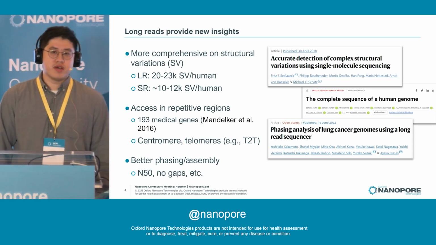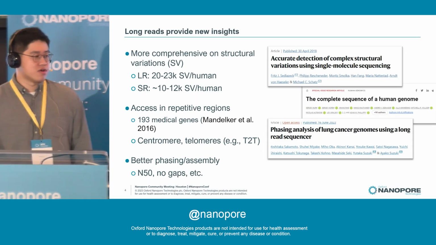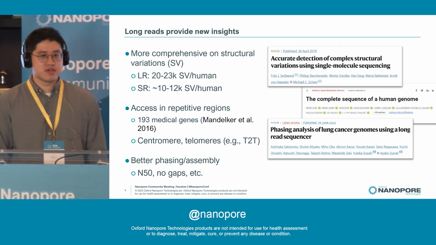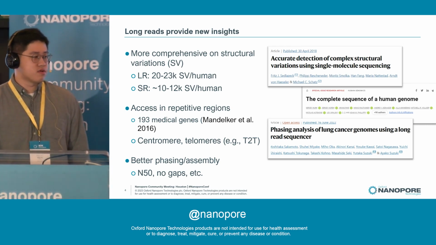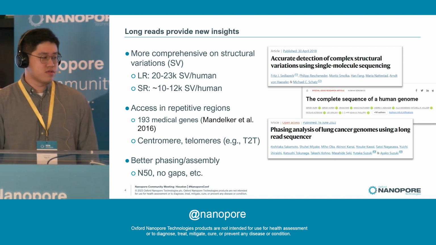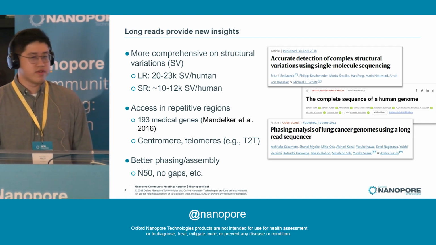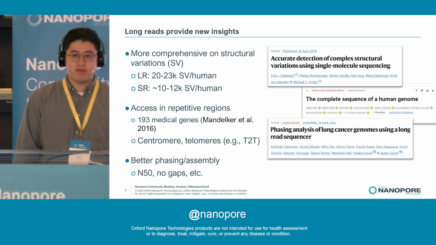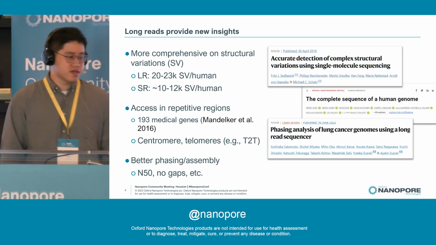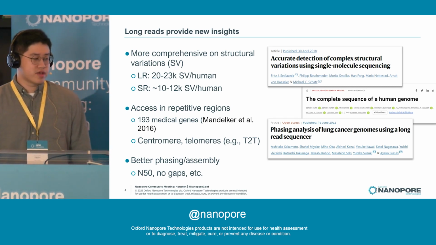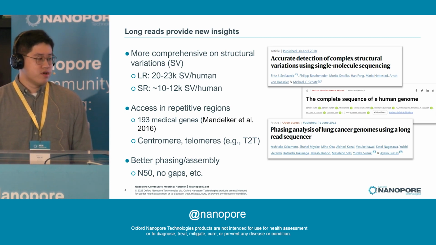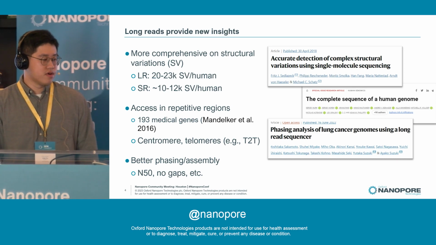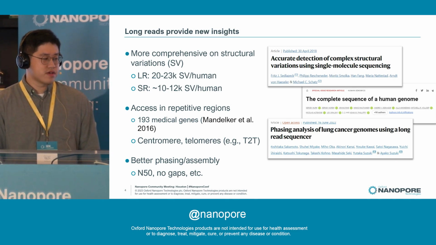Long-read data have provided new insights into more comprehensive structural variations. With short reads, you can only count 10 to 12K SVs per human, but with long-read data, you can count about 2 times more than that. It helps us access the repetitive regions and medical genes. Also, it can give us better phasing or assembly data, like phasing N50s or fewer gaps.